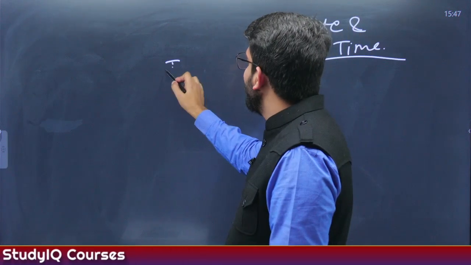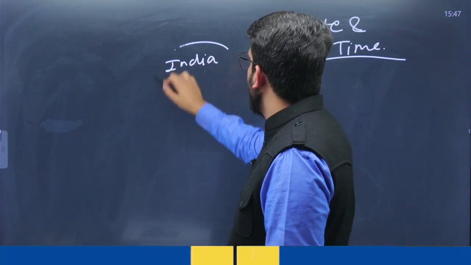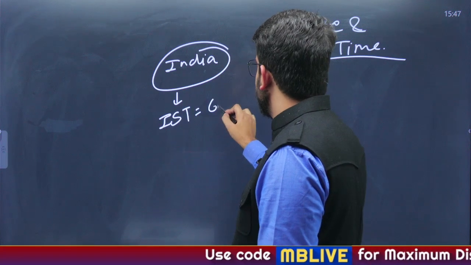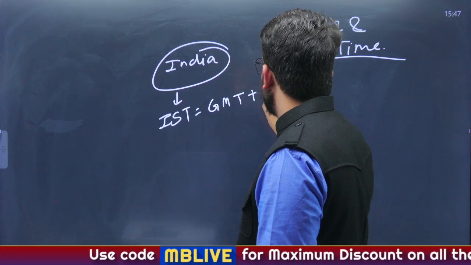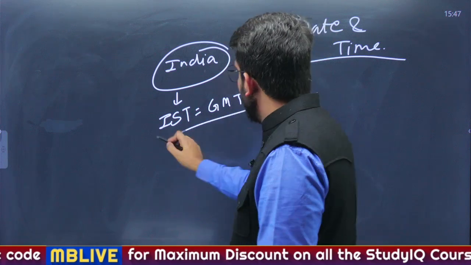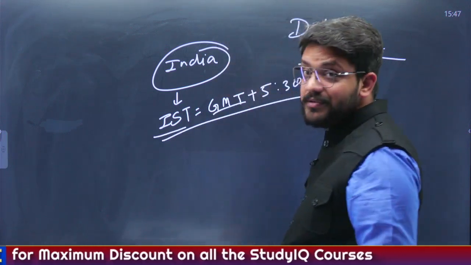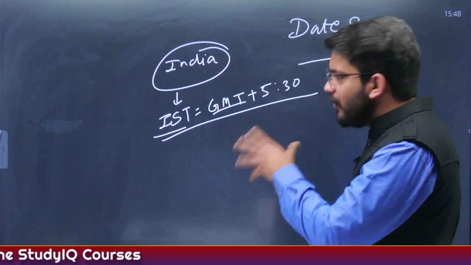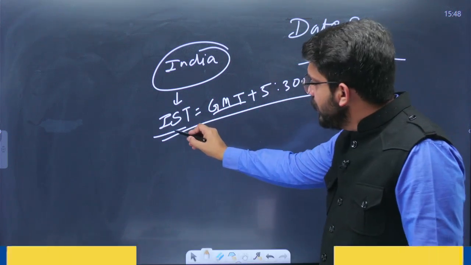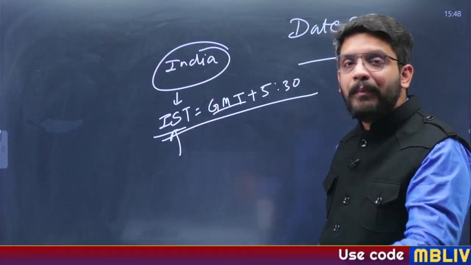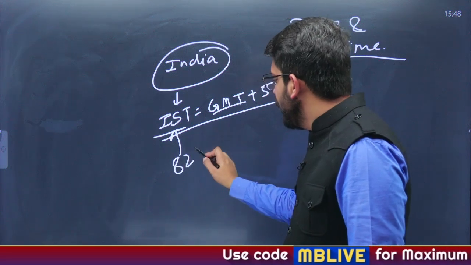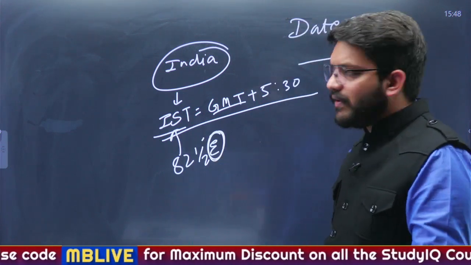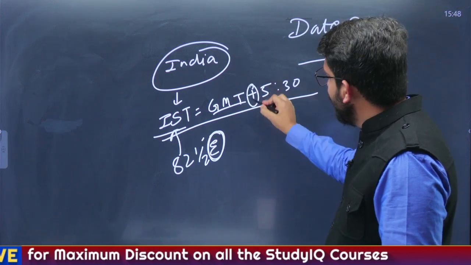Consider India. Take the example of India. We always write IST is equal to GMT plus 5:30. Indian Standard Time is equal to Greenwich Mean Time plus 5:30. Why is it always written like this? Because India has taken a standard meridian of 82.5 degree on the side of east. That's why we have a sign of plus.